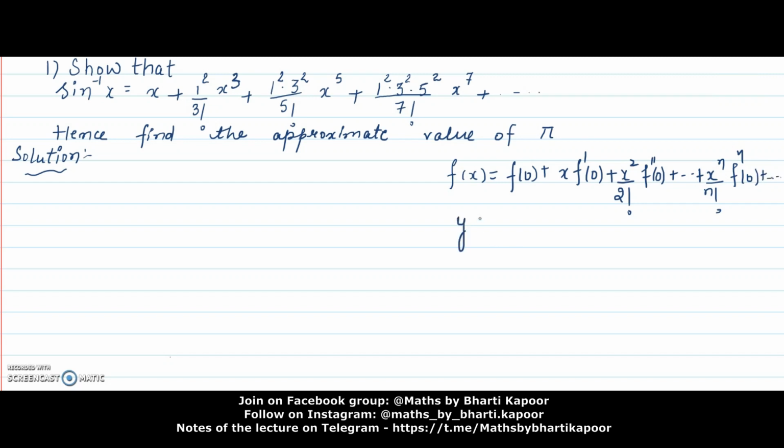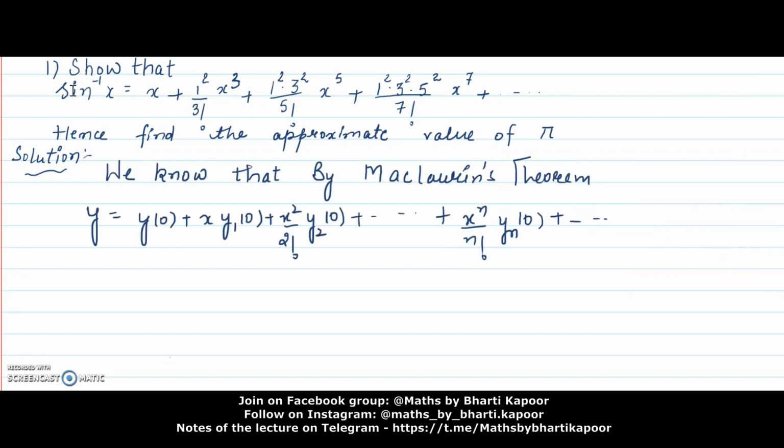which can also be written like this: y is equal to y0 plus x y1(0) plus x square upon 2 factorial y2(0) and so on, yn(0) into x raised to power n upon n factorial up to infinity. So this is what we have seen already in the proof of Maclaurin's theorem. So for expanding sin inverse x in powers of x, we will use Maclaurin's theorem.